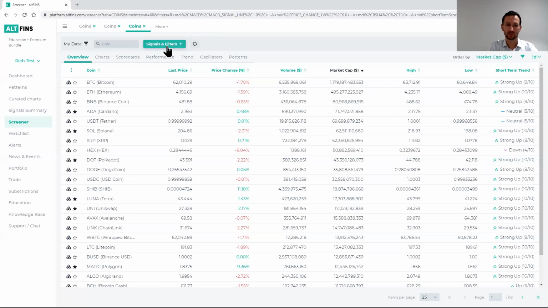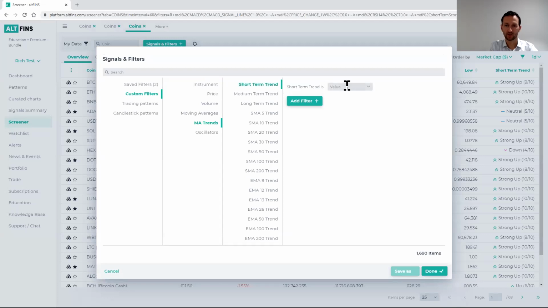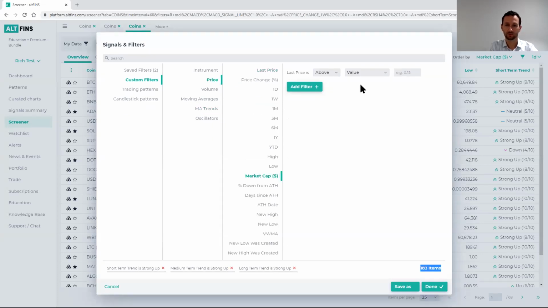So again, let's create your own filter. And this time we're going to be a little more wishful in that we want all those coins that are not just in an uptrend, but in a strong uptrend. Let's see what we get. Short term, medium term, strong uptrend, long-term trend, up strong. Now we're down to 183 items. I'm going to do a minimum market cap, a typical 50 million. All right, that reduces it down to 89.